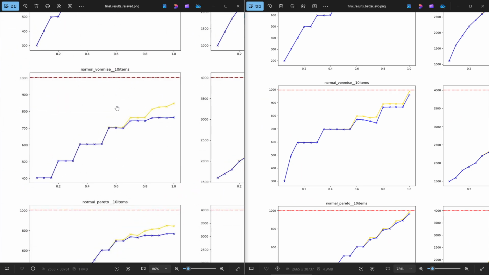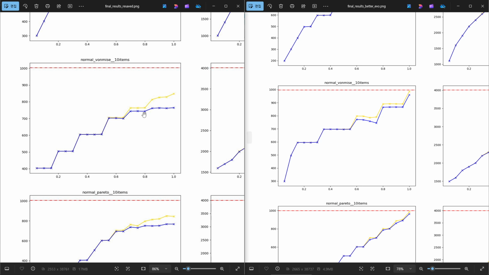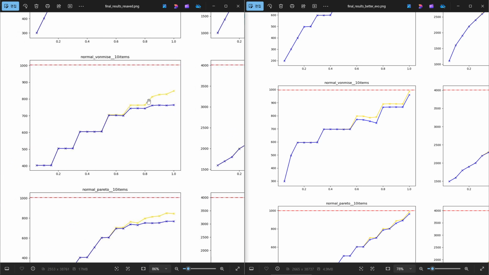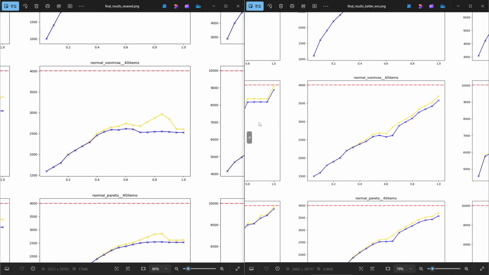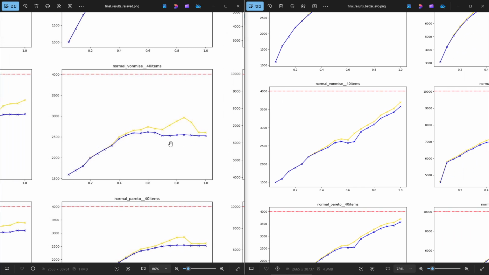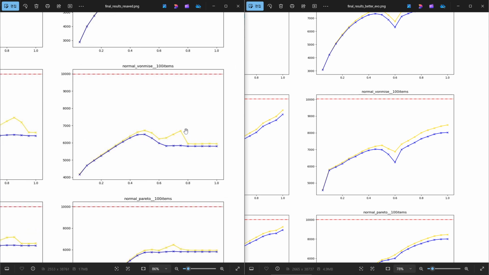Normal Weibull, 10 items. Kind of similar, but again, weaker, lower. For 40 items, the difference here is very big. This wasn't really working, but now this works. And again, we have that slight dip, this rift.